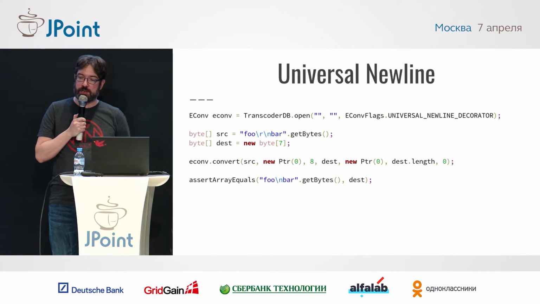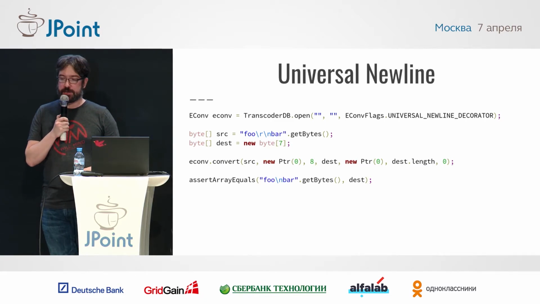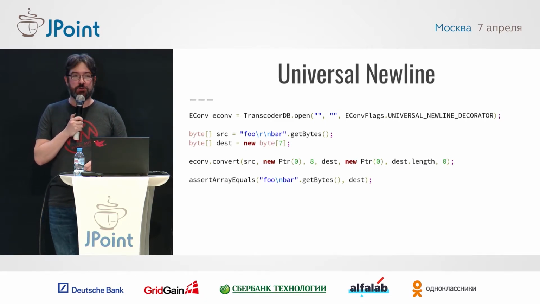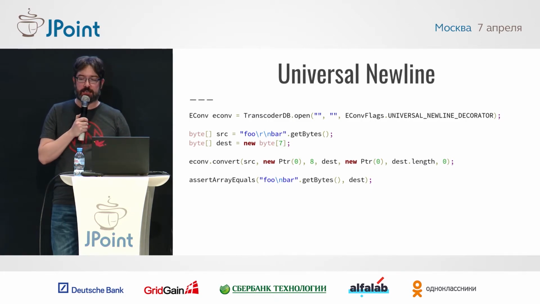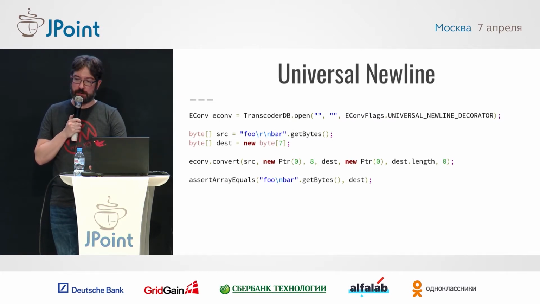So here's an example of the universal new line feature. Here we see we're opening a transcoder that's not actually changing any character encodings, but we want to change all of the new lines in this string. So we have our foo \n \r\n bar that we want to make all just new lines in a representation. We pass it into the converter, same code as we saw before, and it translates any of those so they have the right new line.